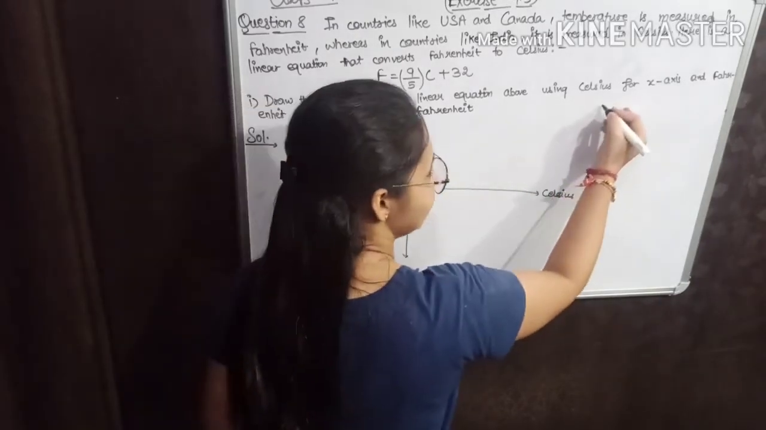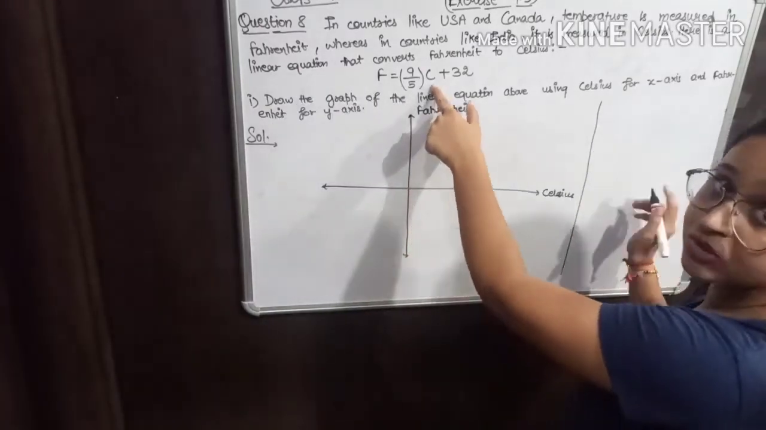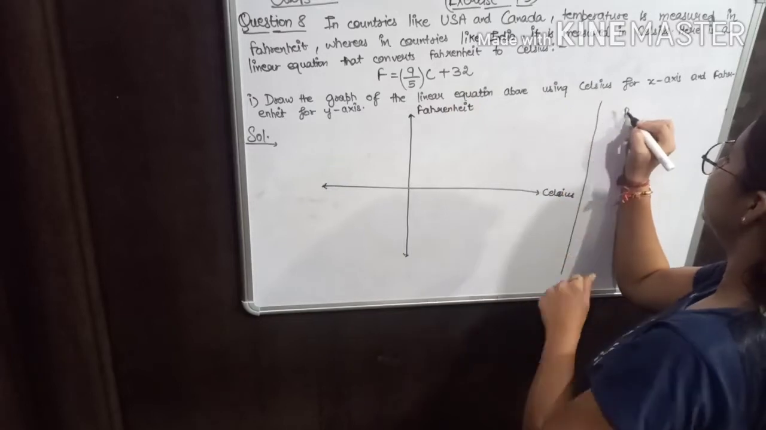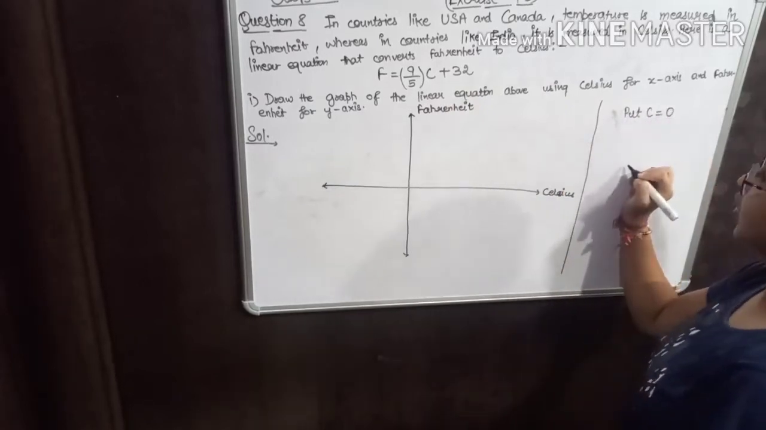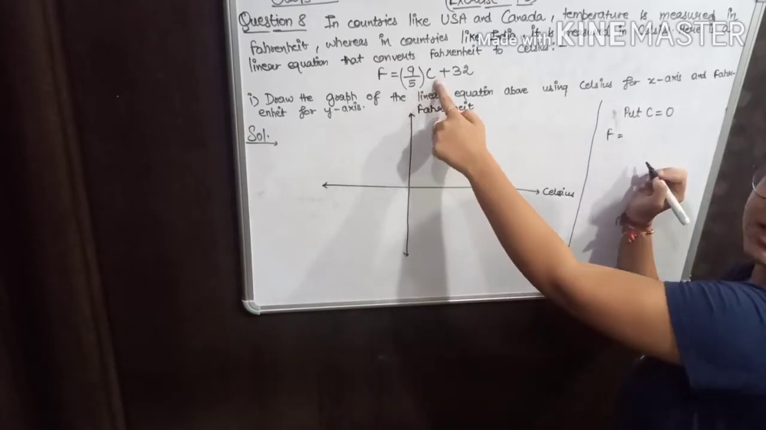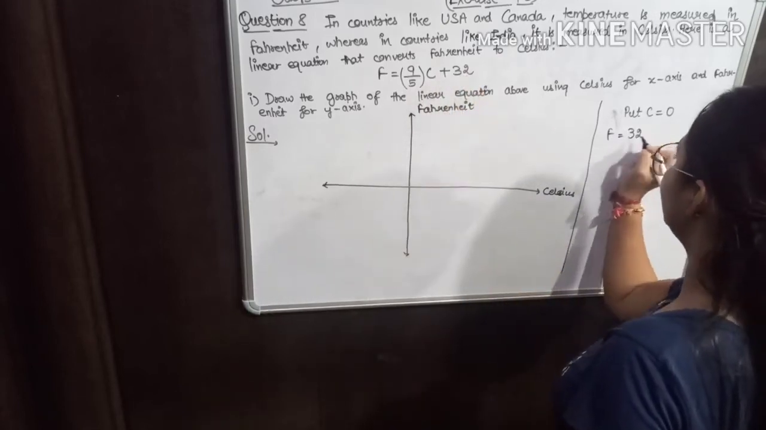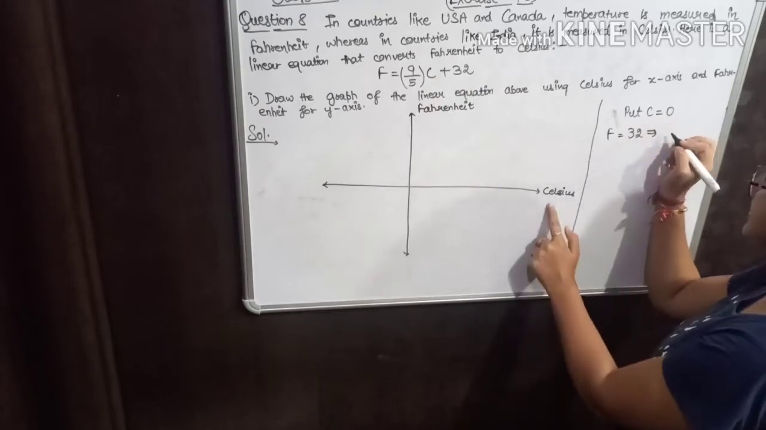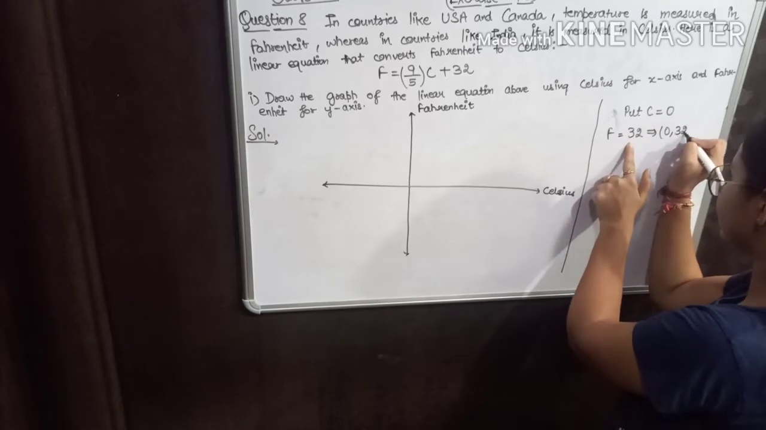So, first solution is, if we put C is equal to 0. For the first solution, put Celsius is equal to 0. So, the equation is F is equal to this multiplied by 0. It will give you 0 plus 32. That will be 32. So, first solution is C is equal to 0. It means x is 0 and y is 32. This is the first solution.